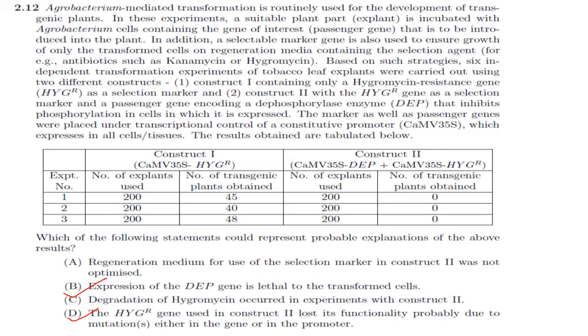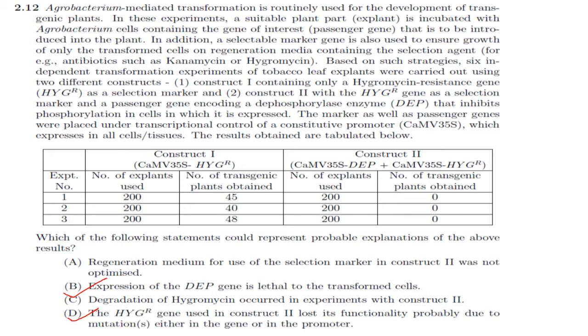Agrobacterium mediated transformation is routinely used for the development of transgenic plants. In these experiments, a suitable plant part, that is explant, is incubated with agrobacterium cells containing the gene of interest that is to be introduced into the plant. In addition, a selectable marker gene is also used to ensure growth of only the transformed cells on regeneration media containing the selection agent, for example, antibiotics such as kanamycin or hygromycin.